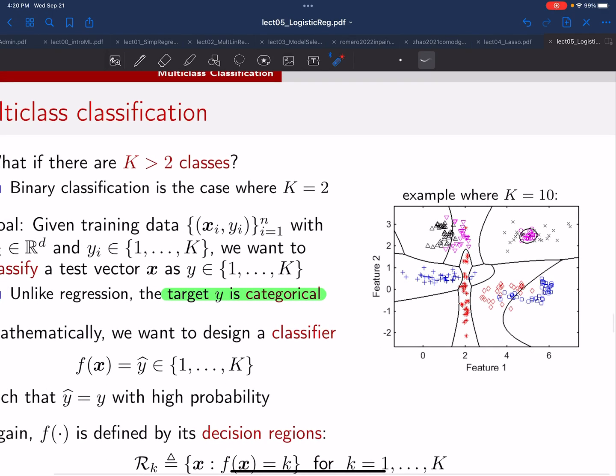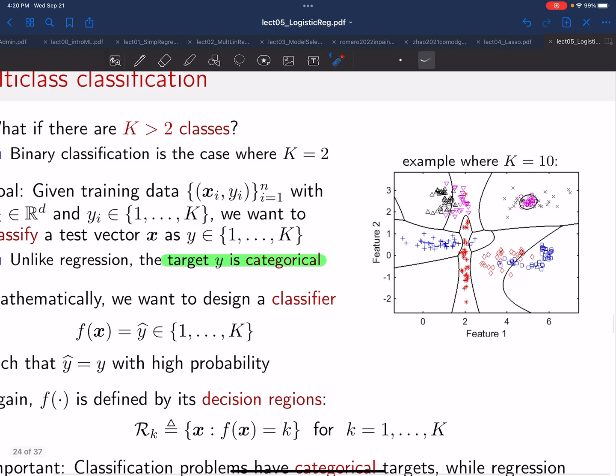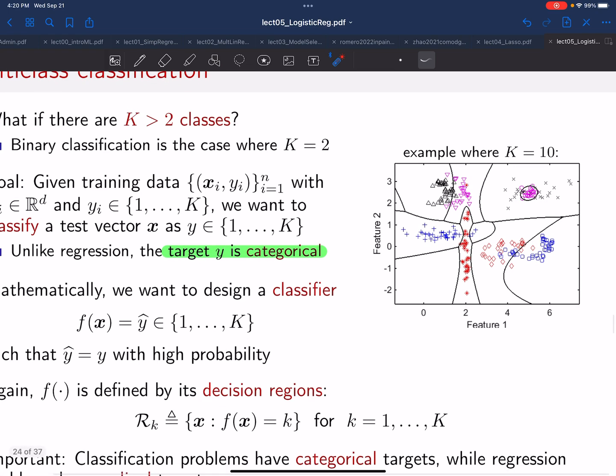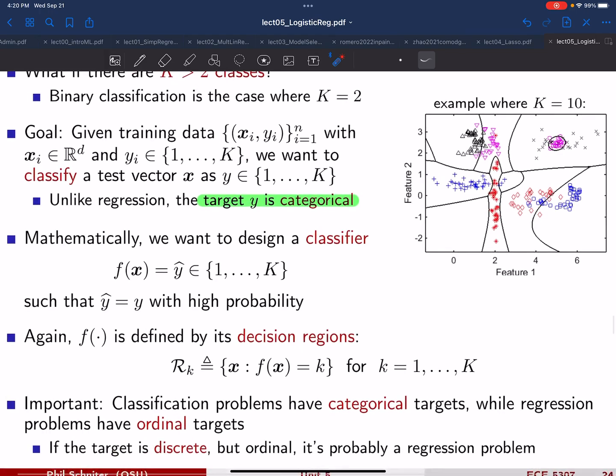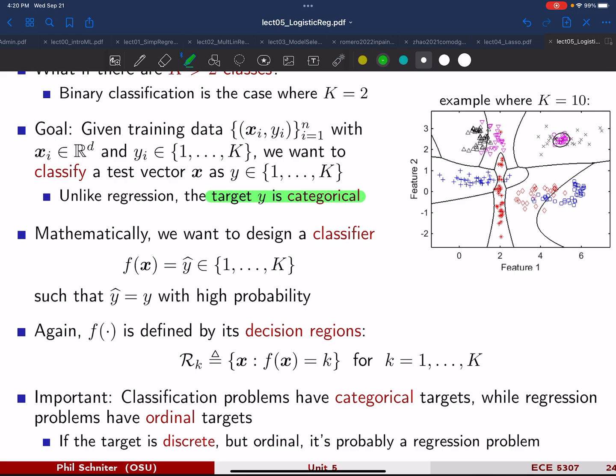It just shows you the general notion of these decision regions, which we talked about previously for the binary case, but here you can have many different decision regions, like in this case where we have capital K equals 10. So our objective is to design a classifier that takes in the feature vector x, makes a prediction y hat of the true label y, and we hope that our prediction is correct with high probability.